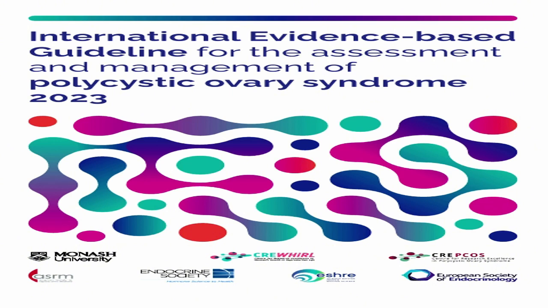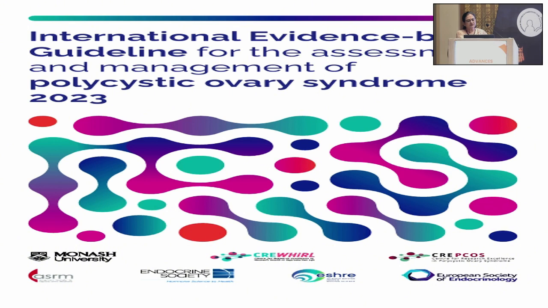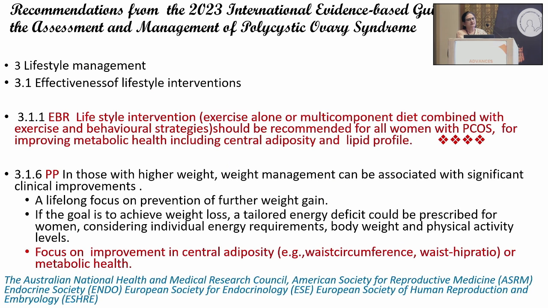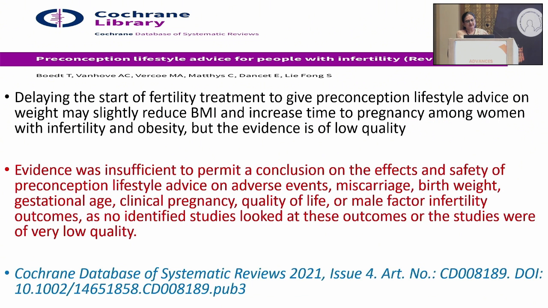Now this is something which everyone knows, the PCOS guideline 2023, a combined statement by Monash, ESHRE, ASRM and the Endocrine Society. They also promote lifestyle management. It's a grade 4 recommendation saying that lifestyle intervention should be recommended for all women with PCOS who are obese, and the focus should be on the entire life of the patient, with improvement of central adiposity.